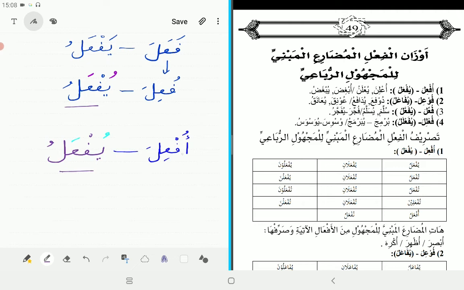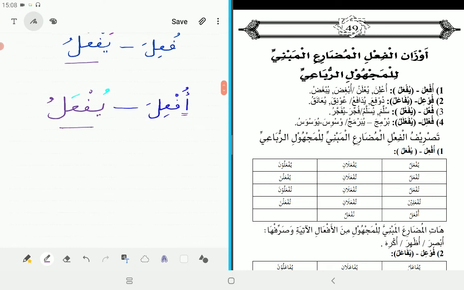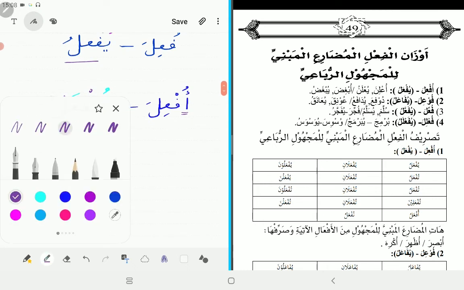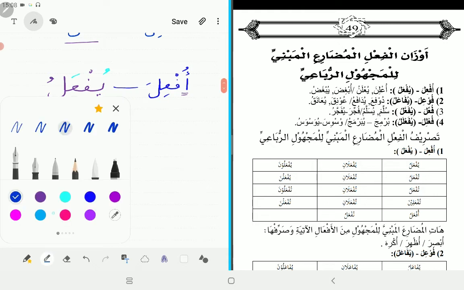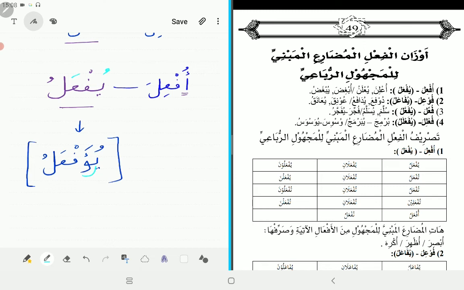We took that already when we discussed the mudari', that this hamza which was originally in the verb was dropped. Remember? It was dropped. The reason it was dropped is لأجل الثقل, due to the heavy pronunciation. So we can say that the essence of that verb in the present tense was not yuf'alu, but it was yu'af'alu. That's how the verb was in its essence. Then what happened? We have this hamza here, which is heavy on the tongue. The hamza is heavy on the tongue to pronounce.